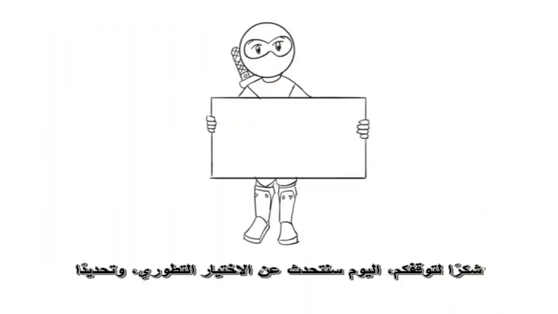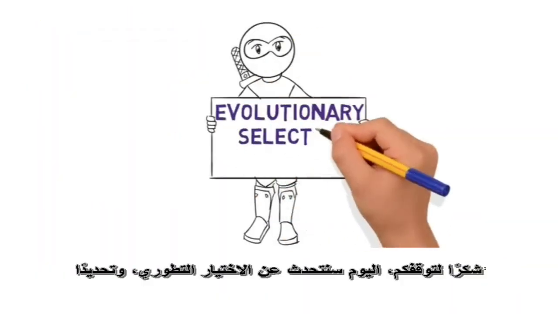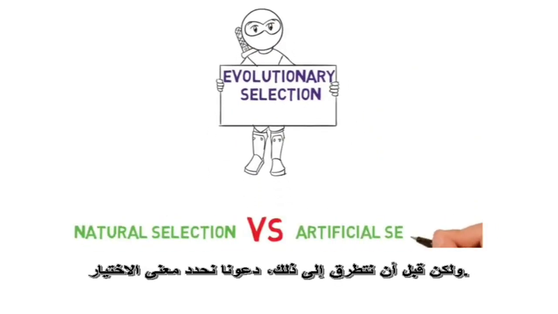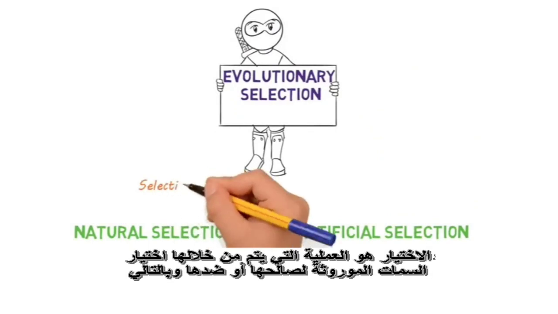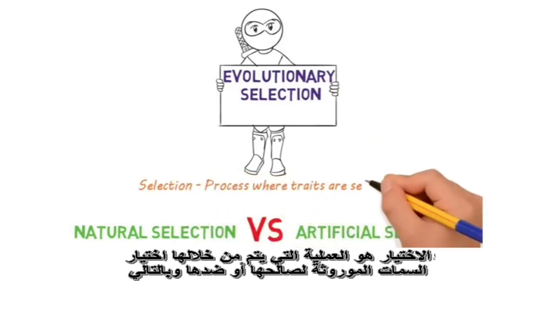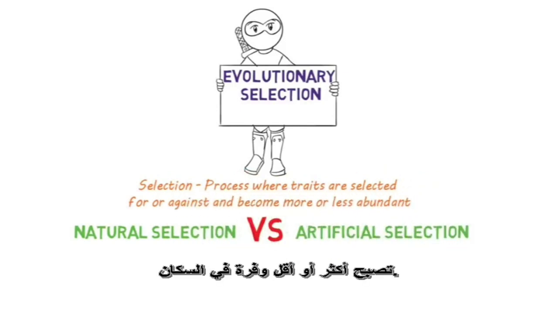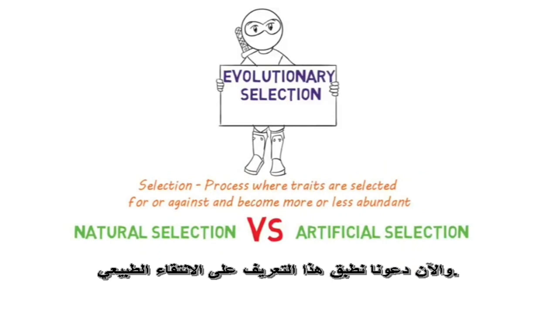Thanks for stopping by. Today we're going to talk about evolutionary selection, and specifically natural selection and artificial selection. But before we get into that, let's define selection. Selection is the process by which inherited traits are selected for or against and thus become more or less abundant in a population.